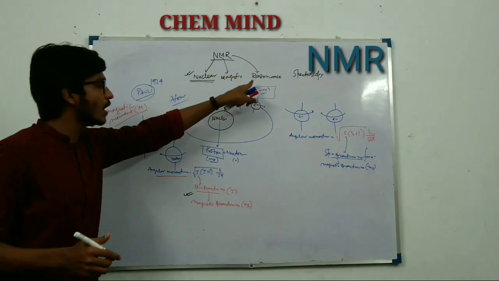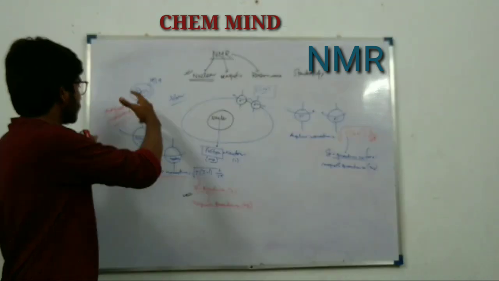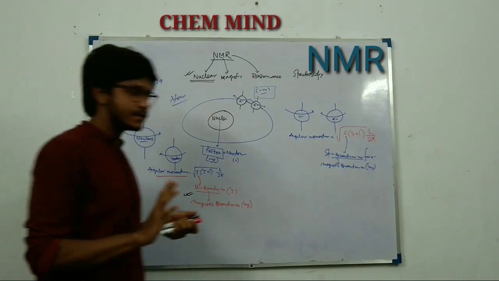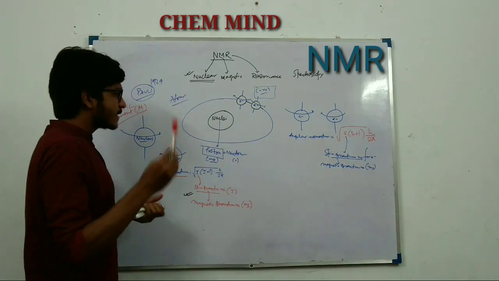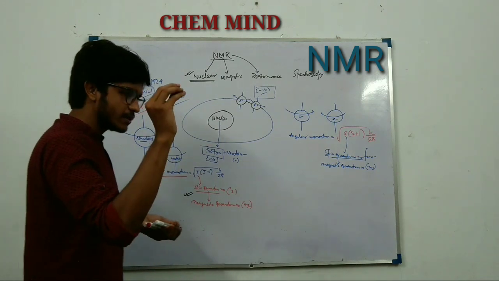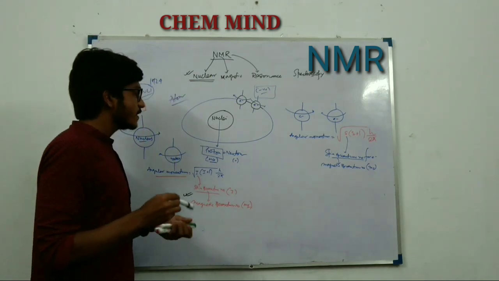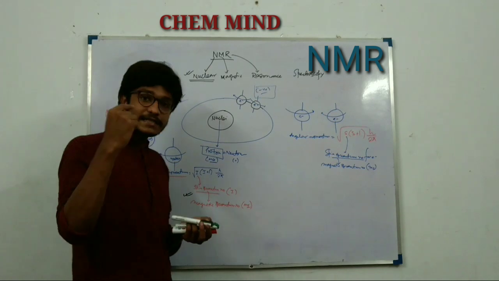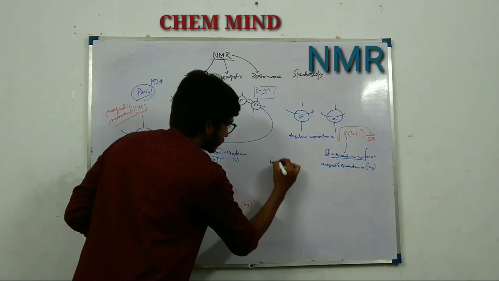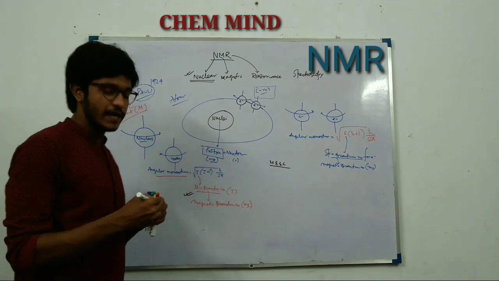Now I will move forward to the magnetic portion. Up to this, the nucleus is also spinning, and they will produce the angular momentum like this. Now, in the 10+2 level, in physics, there is a chapter on magnetism. In that magnetism, there is one topic, that is the magnetic effect of electric current. So the magnetic effect of electric current is there.